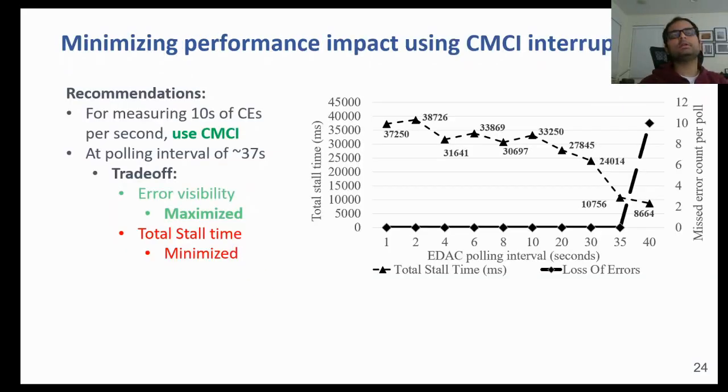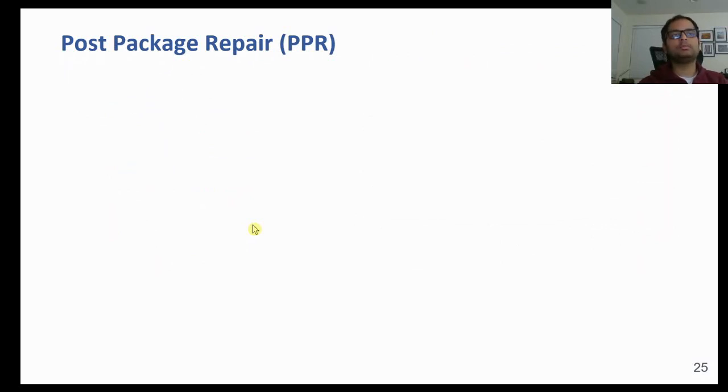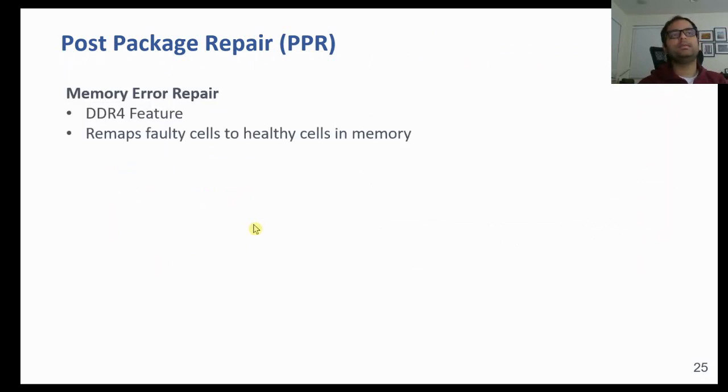While we understood the different trade-offs involved with the CMCI polling interval as well as the trade-offs between SMI and CMCI, there is a cost associated with CMCI, and that is the ability to do post-package repair. What is post-package repair? Post-package repair is a memory error repair feature which was introduced in DDR4 memories. What this does is it remaps faulty cells with healthy spare cells in memory.